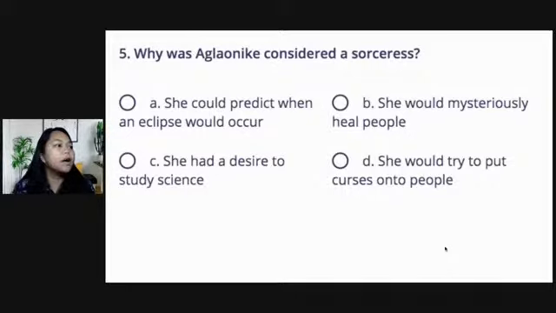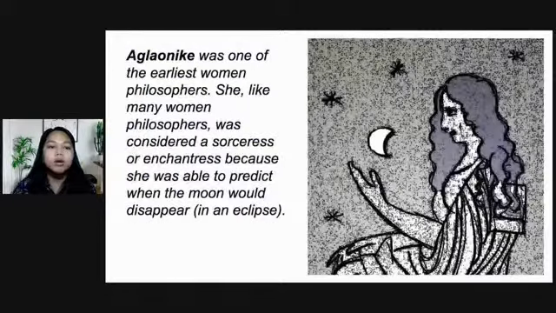Okay, number 5, there's a lot of letter A's. And letter A here is the correct choice. She could predict when an eclipse would occur. So let's take a look at your next slide. So this is Agloniki, and she was one of the earliest women philosophers.